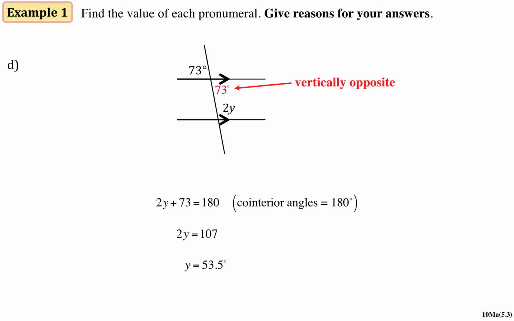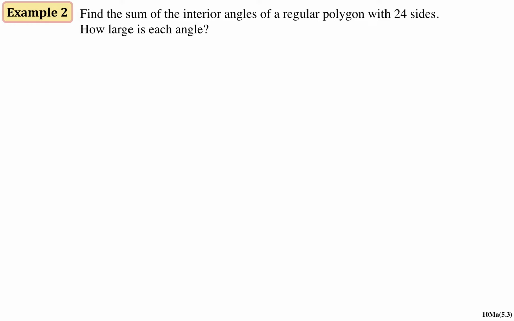Let's progress to example 2. Now it says, find the sum of the interior angles of a regular polygon that has 24 sides, and then it continues on to say how large is each angle. Well, we know that all of the angles inside a polygon add up to the number of sides take away 2 times 180 degrees. In this question there are 24 sides, so I need 24 take 2 times 180, which is 22 times 180, which gives me 3,960 degrees. I put that into the calculator, that's what I generated.